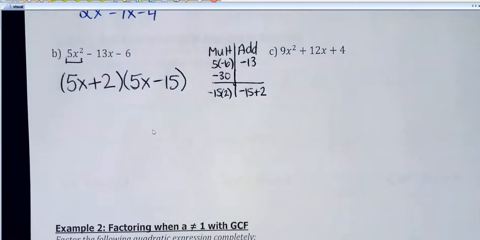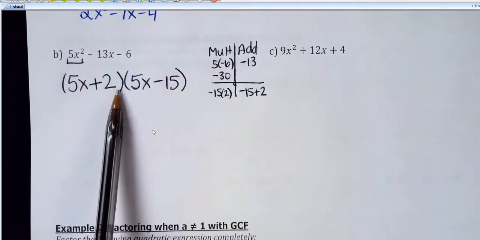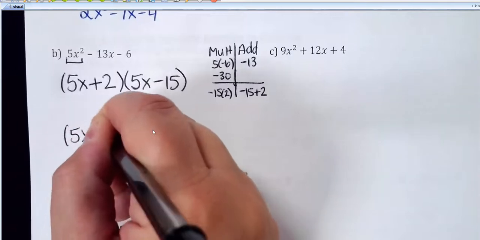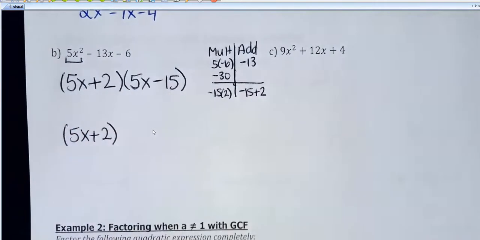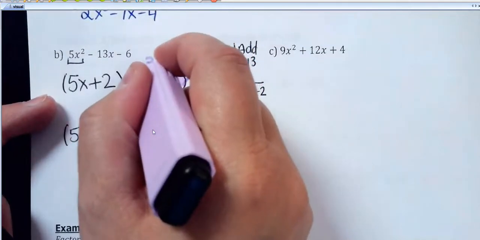Now again, if you're looking at that, you're like, 5x times 5x gives you 25x squared. So either one or both of these is not the real factor. Okay, for the first one I wrote down, do 5x and 2 have anything in common? No, so we're good. So this is the real factor. Now, do 5x and 15 have anything in common? 5. Okay, so this is not the real factor. These are both divisible by 5.